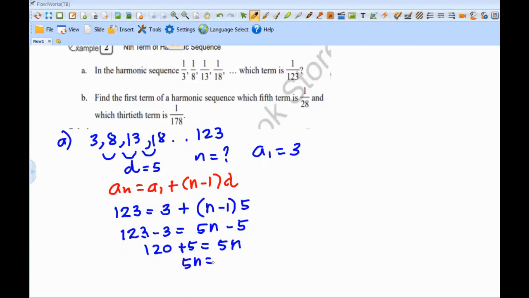5n is equal to 125, divided by 5. So n is 25. So meaning, which term is 1 over 123? It is the 25th term.